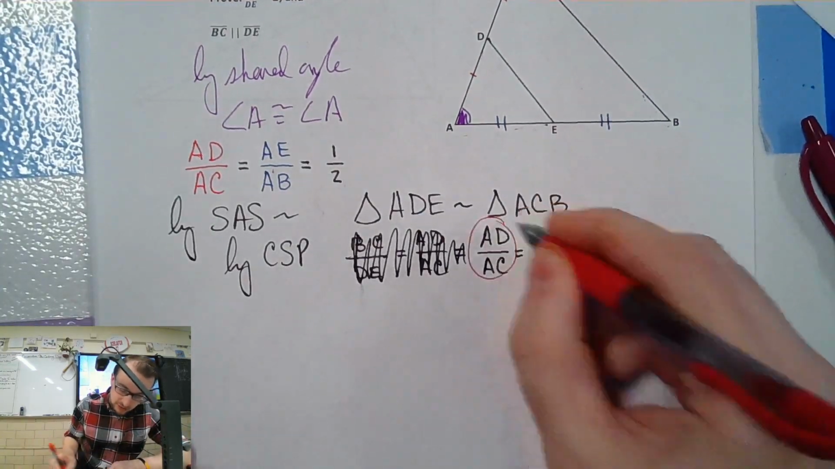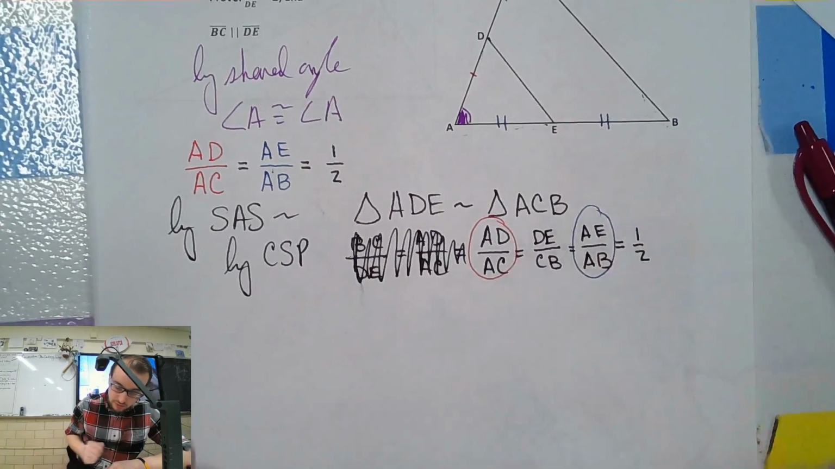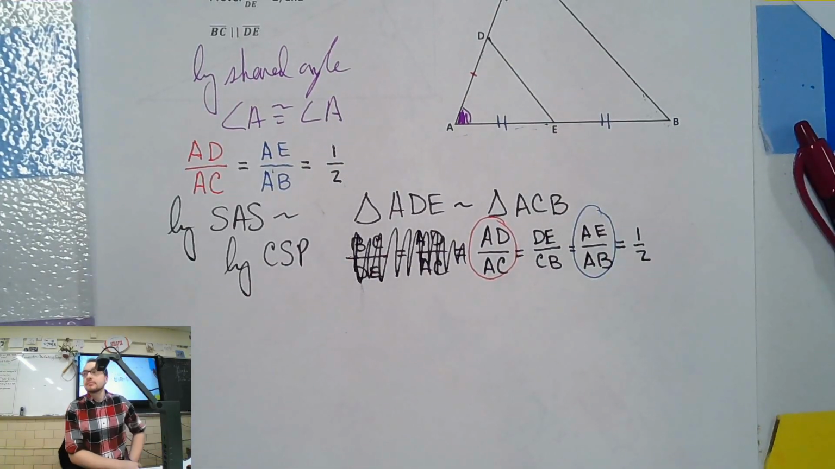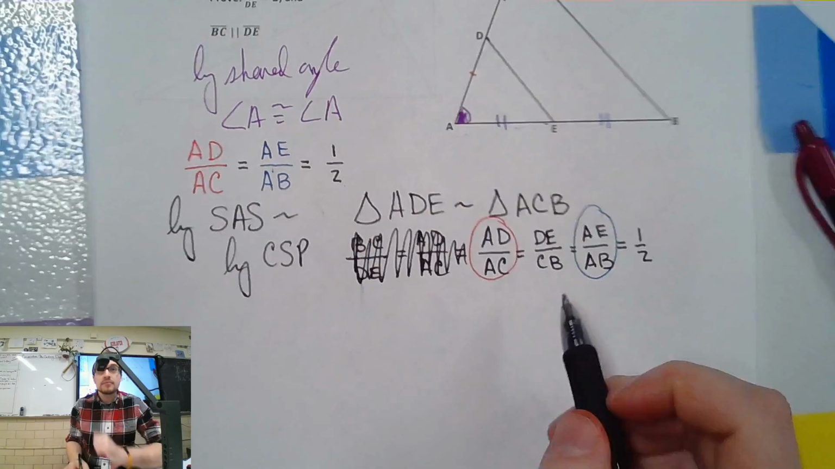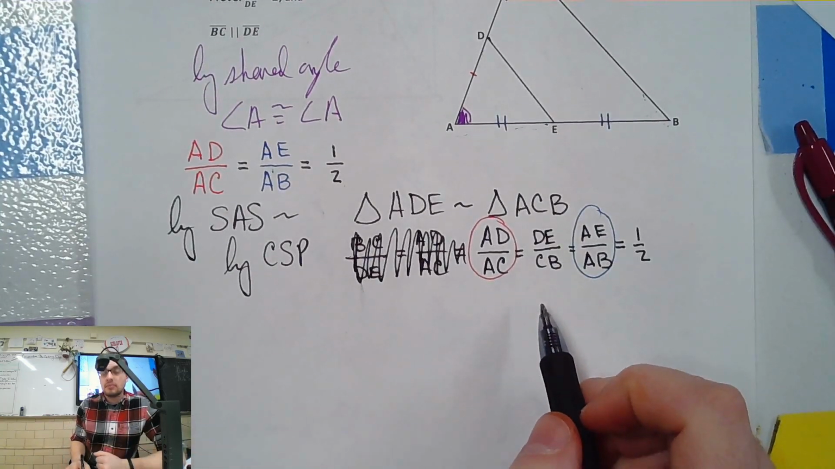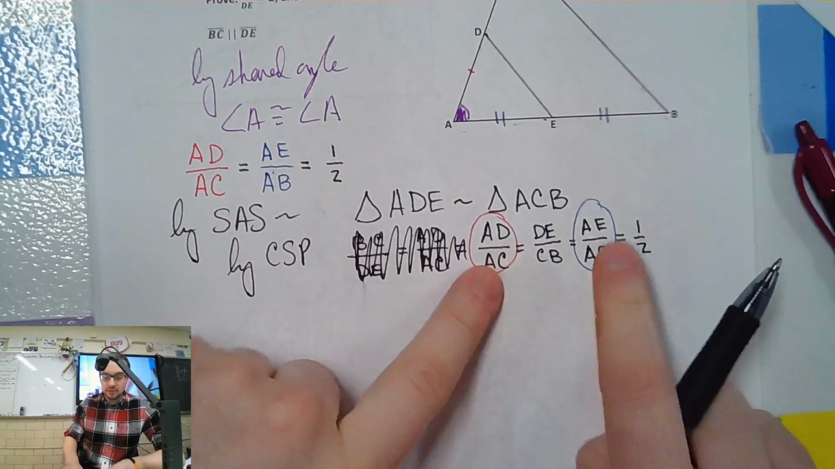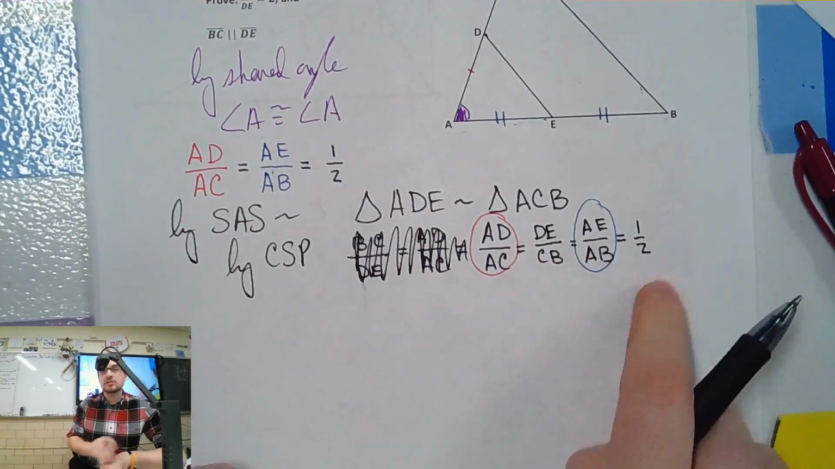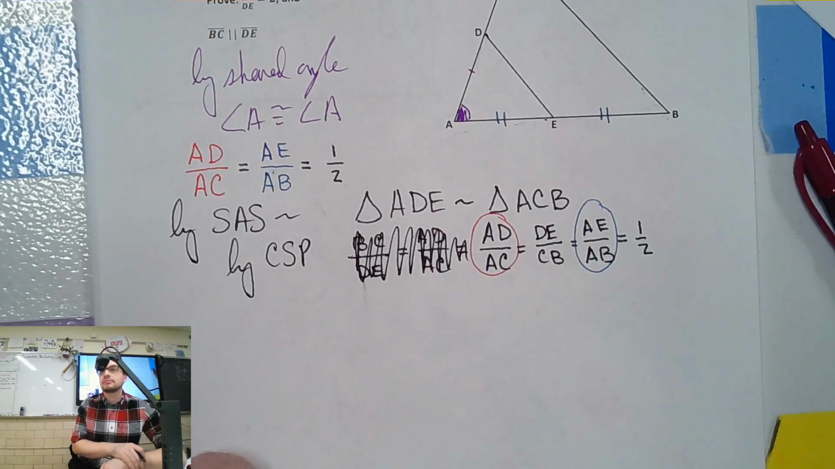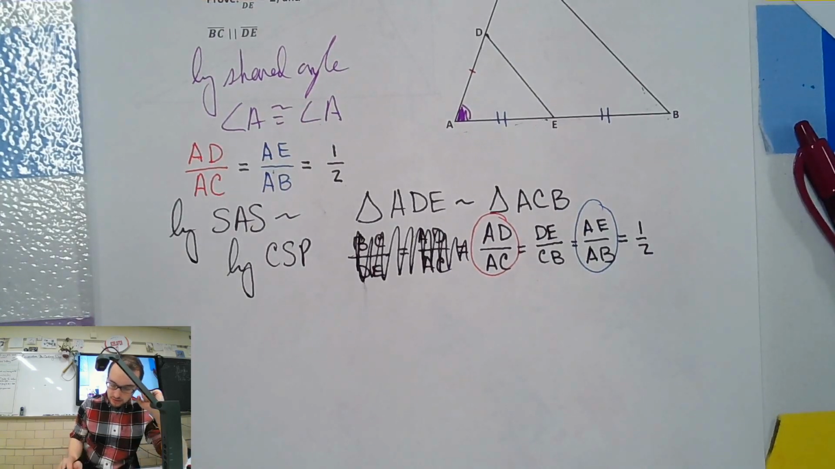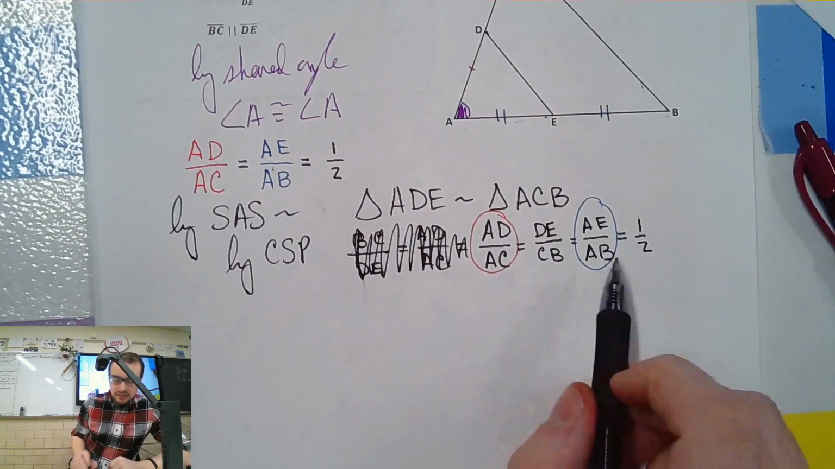I don't know if you guys saw this, but that's the red thing from before, and that's the blue thing from before, right? You see how that's the red and the blue from before? So if those are both a half and they're equal to this, then this must also be a half, right? So that's a half.